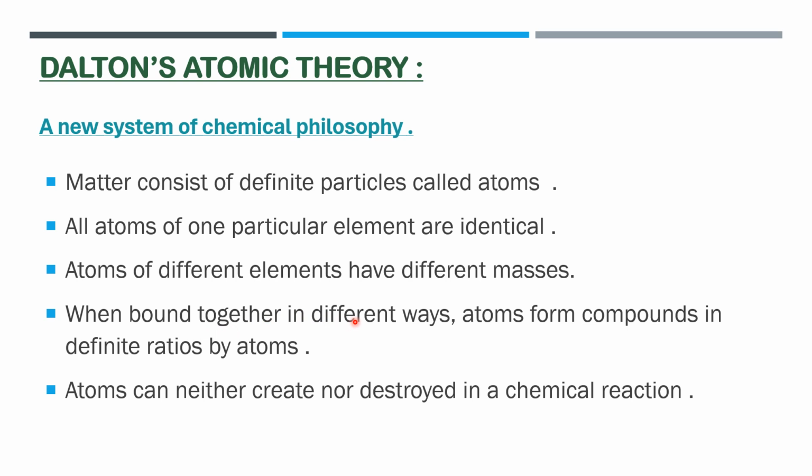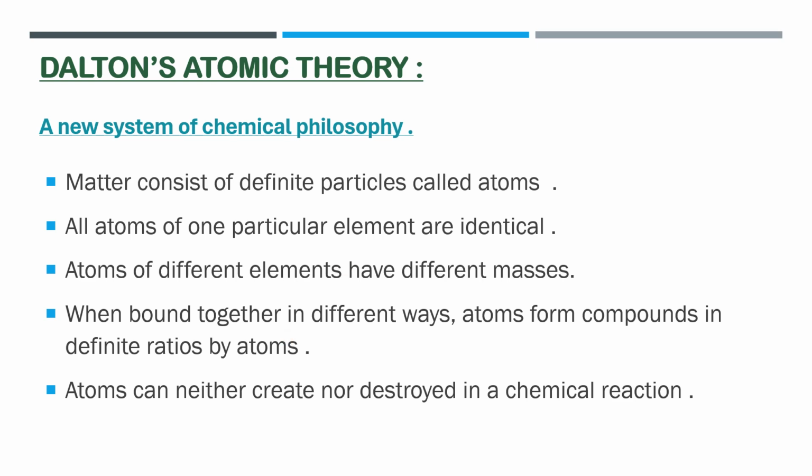When bound together in different ways, atoms form compounds in a definite ratio. Next, atoms can neither be created nor be destroyed, so atoms of one element cannot be transmuted into atoms of another element. And there are a number of compounds which do not follow the law of constant proportions. Such compounds are called non-stoichiometric compounds. So that is how Dalton made the new system of chemical philosophy for atoms and molecules.